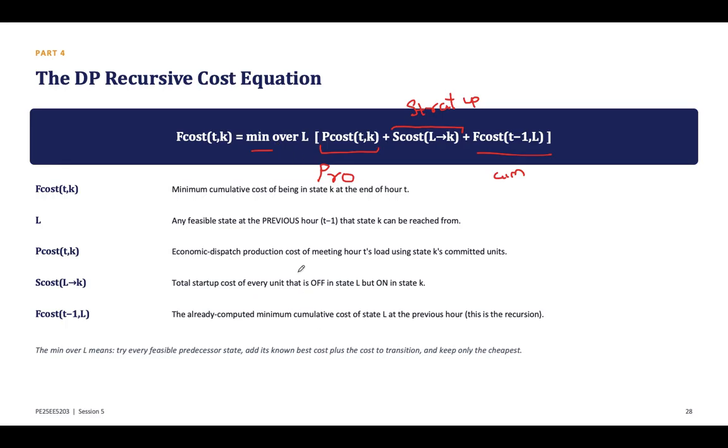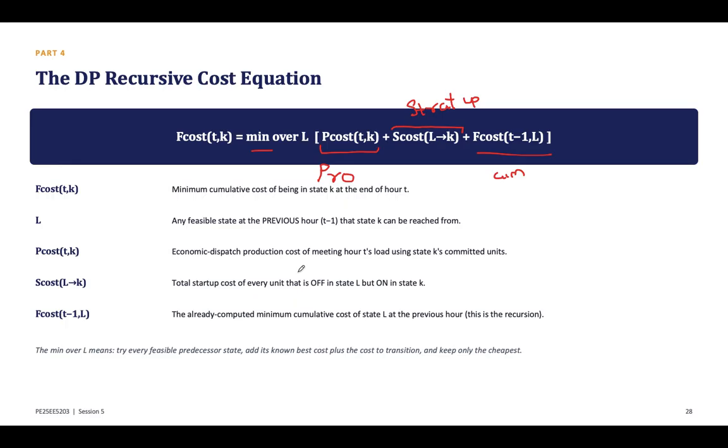So the equation therefore separates three economic ideas. The past represented by already accumulated cost, the transition represented by the startup cost, the present operating cost. Three ideas represent the production cost. This separation makes the logic of the numerical DP table transparent.